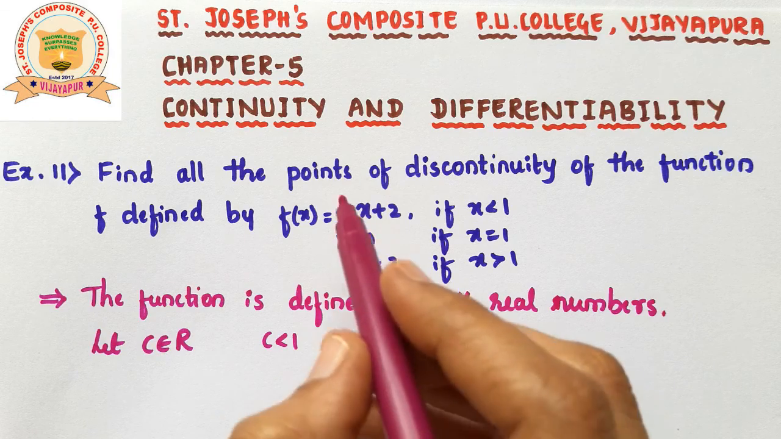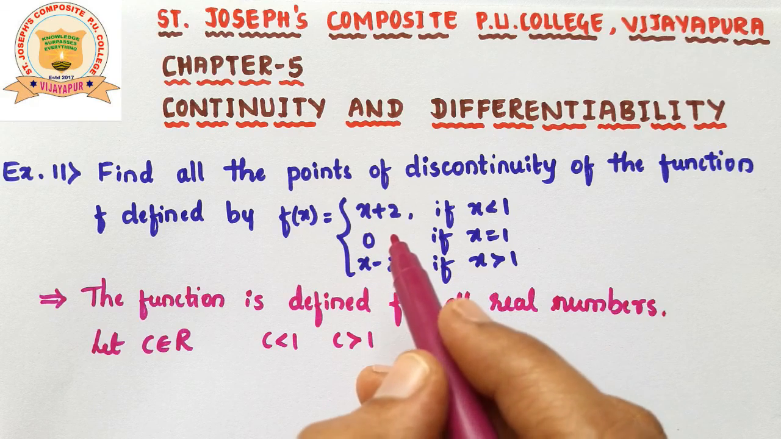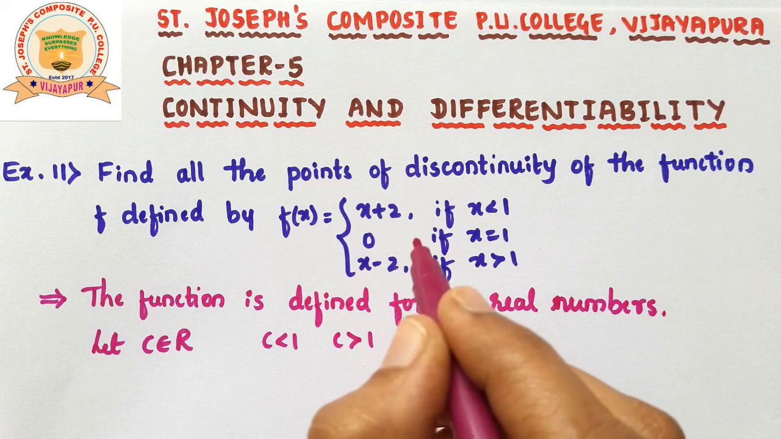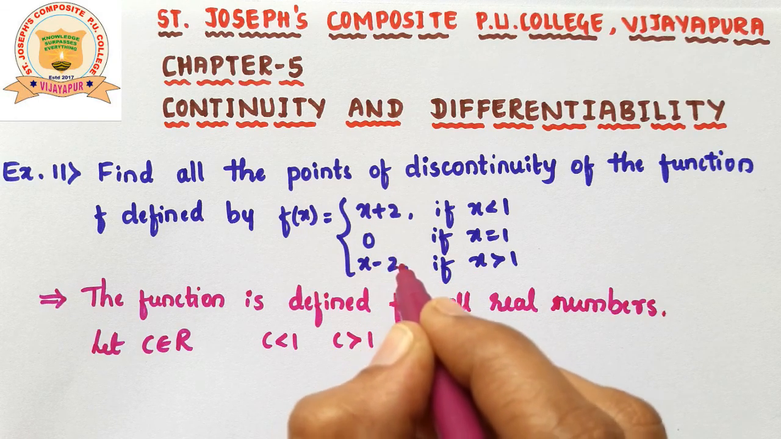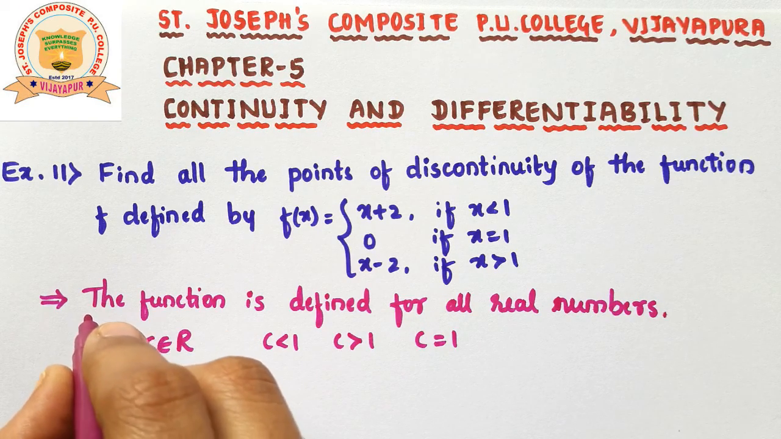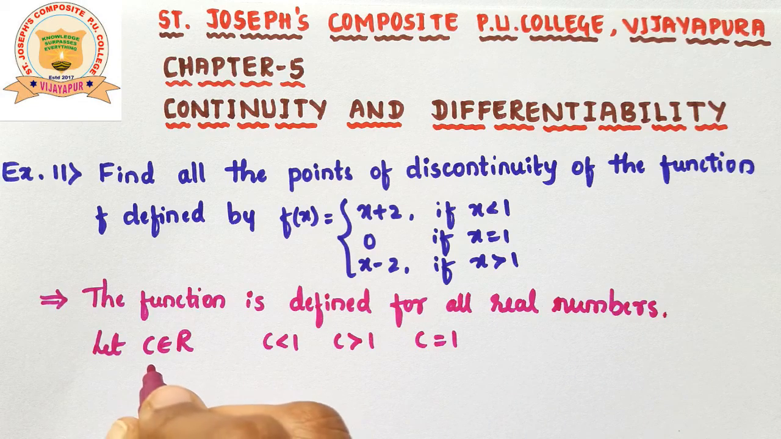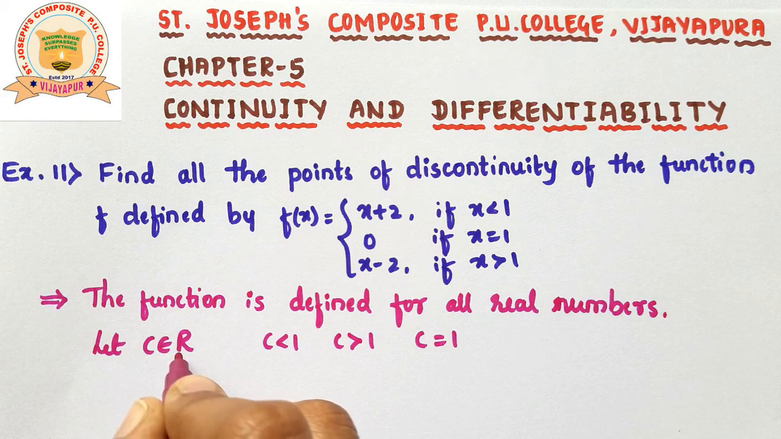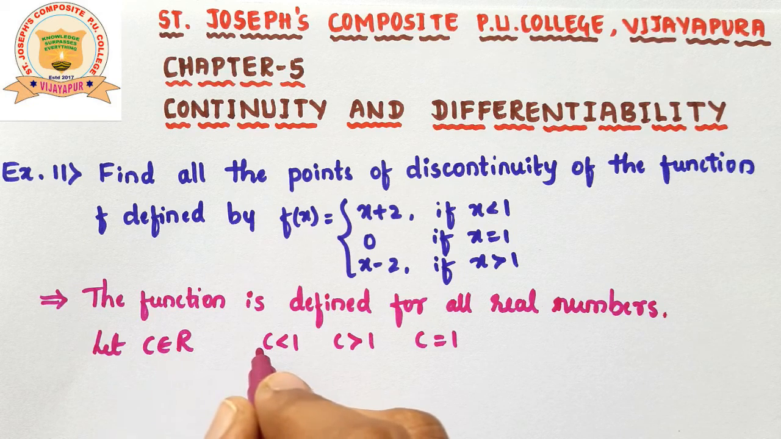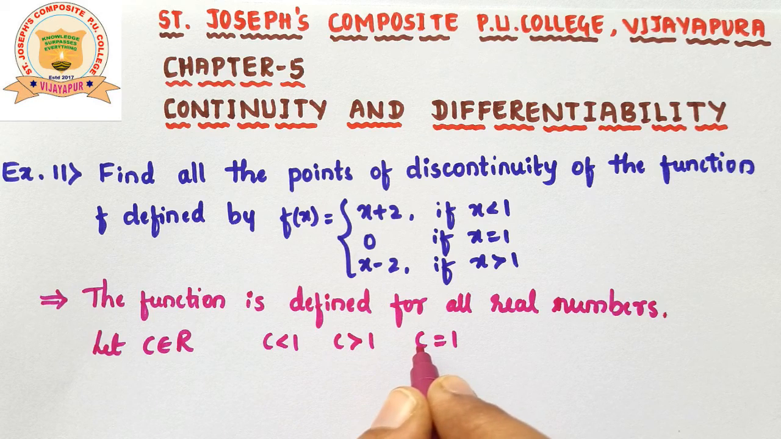Now we have to find points of discontinuity of this function. That means we have to check the continuity of this function at each and every real number. First we write that the function is defined for all the real numbers, and we take a general point in the real number system. Let c be any real number. We have three cases here. It may be less than 1, greater than 1, or equal to 1.